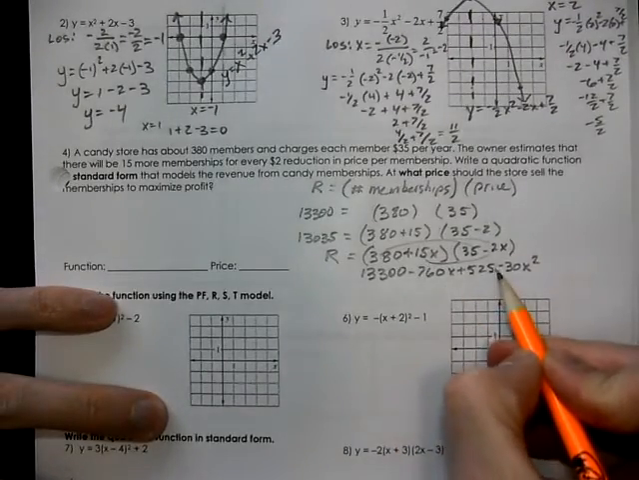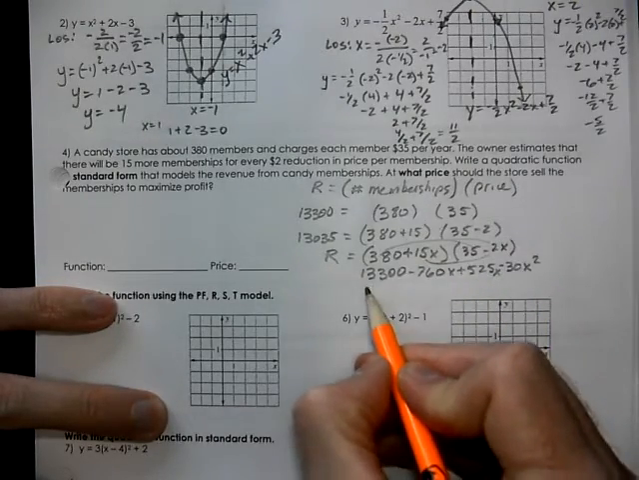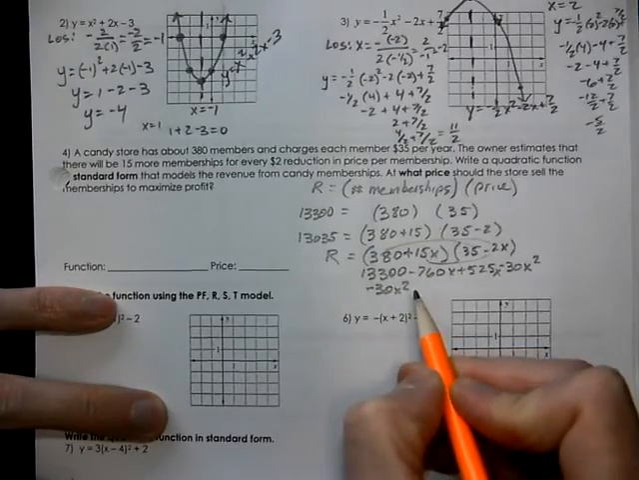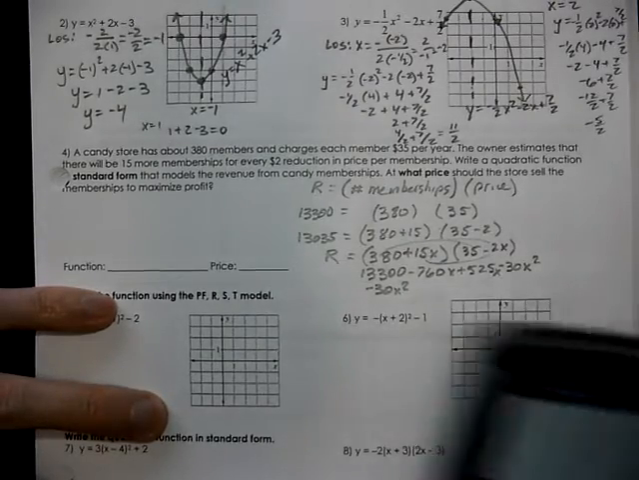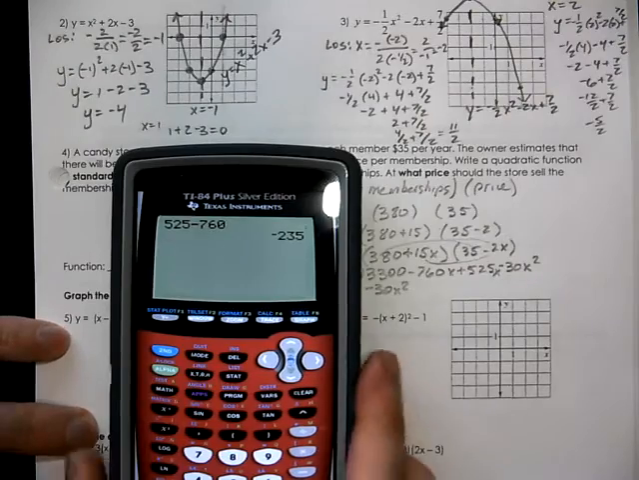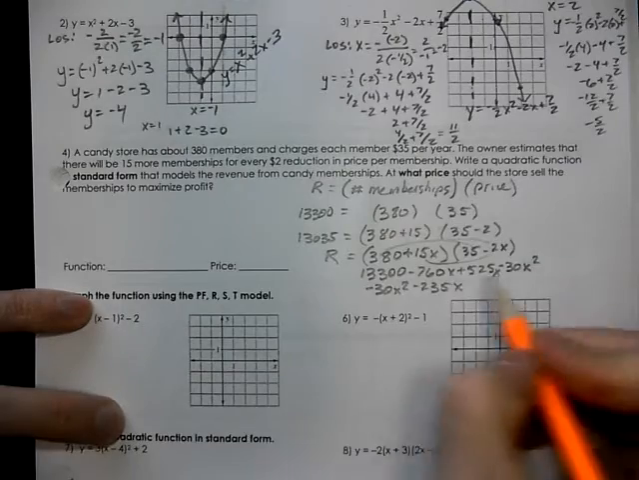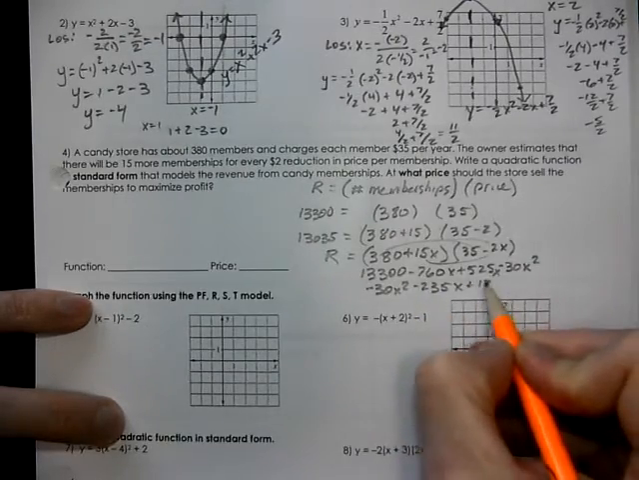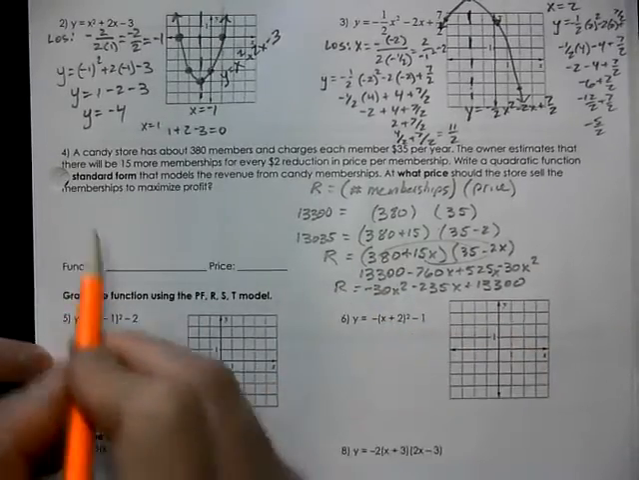So then we collect our like terms. That should be 525x. Collect our like terms gives us negative 30x squared. We have the 525 subtracting the 760, which gives us negative 235. And the positive 13,300. That is our function.